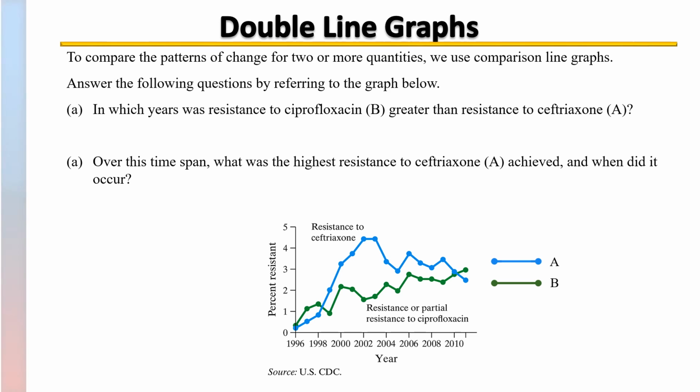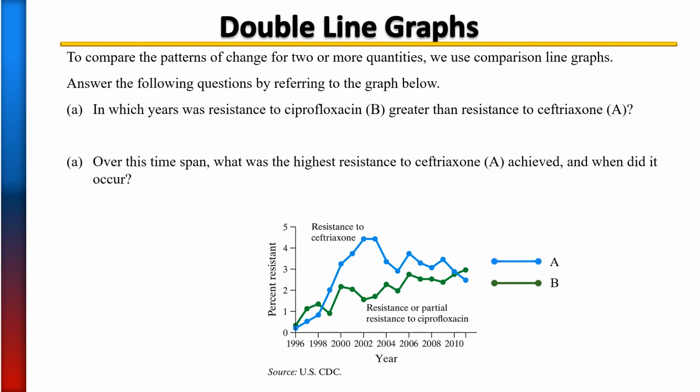Now let's discuss double line graphs. Double line graphs compare patterns of change for 2 or more quantities. So here we have a double line graph that is showing the resistance to different types of medications. We have the medication Cipro, and then we have the cephalotrioxin. I may be spelling these medications wrong, but let's call one Cipro and the other Ceph.